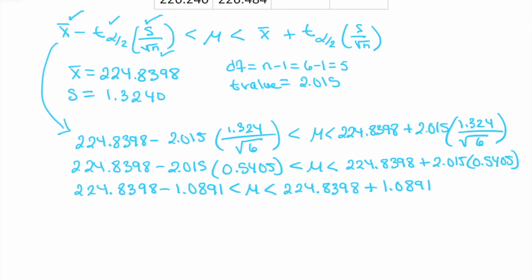So on the left-hand side, we end up with 223.7507. And on the right-hand side, we end up with 225.9289. So those are our lower and upper boundaries for our 90% confidence interval for this data of 6 observations. And now I'll show you how to do the whole thing in your calculator.